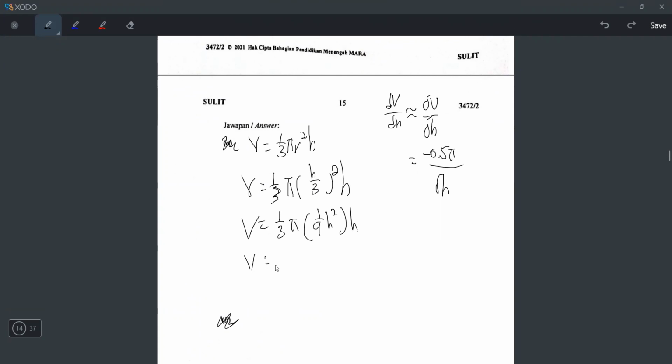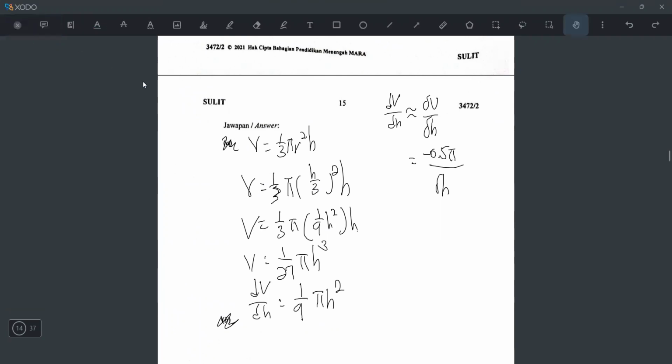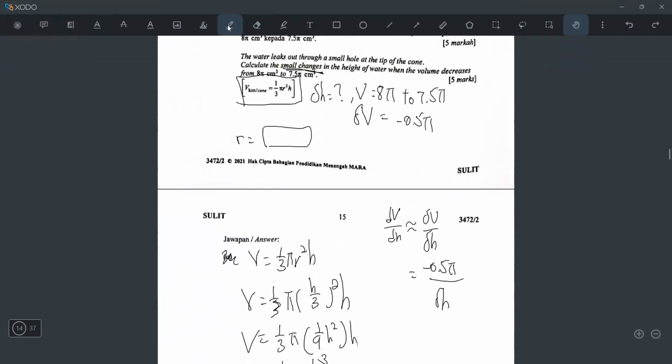So V equals to 1 over 27 pi times h square times h is h cubed. And then dV/dh, 3 over 27, right? So 1 over 9, and then pi h squared, okay? And before you substitute into this part, you have to substitute h first. And the h you substitute what? You substitute the original value, remember?